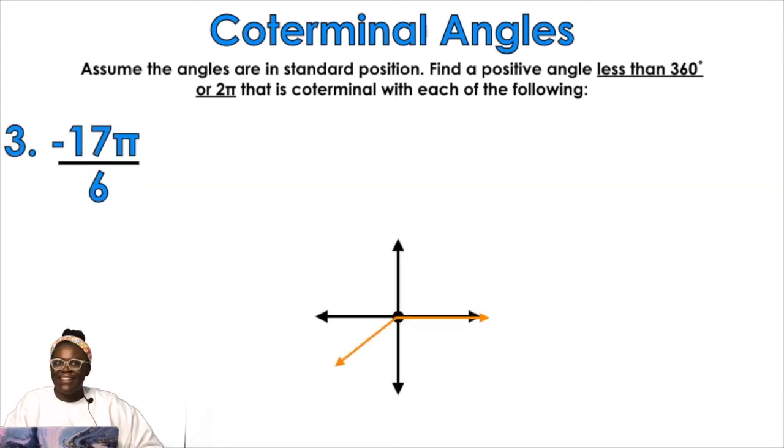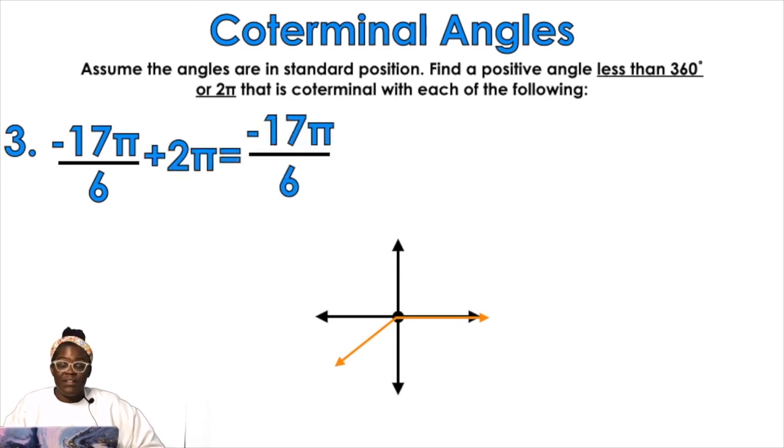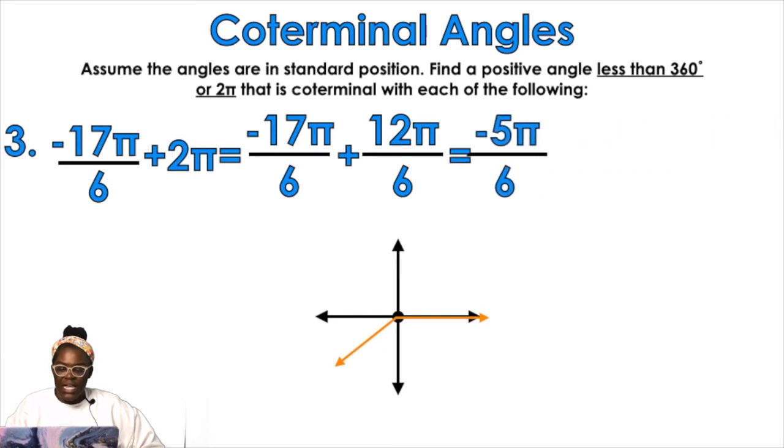All right. Negative 17 pi over 6. First of all, it's a negative, so that means we're going to have to add 2 pi. So we're going to rewrite our problem, negative 17 pi over 6, but we're going to use 12 pi over 6, because 6 times 2 is 12 and we need like denominators, right? So negative 17 plus 12 is going to give me negative 5 pi over 6. I'm still in the negatives, right? We need a positive coterminal angle.